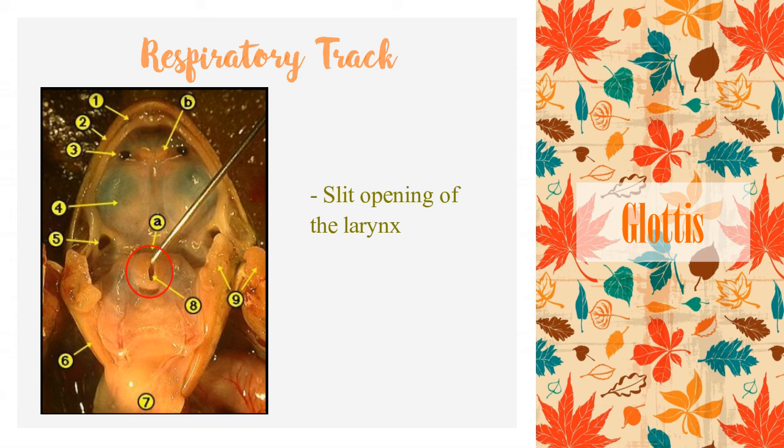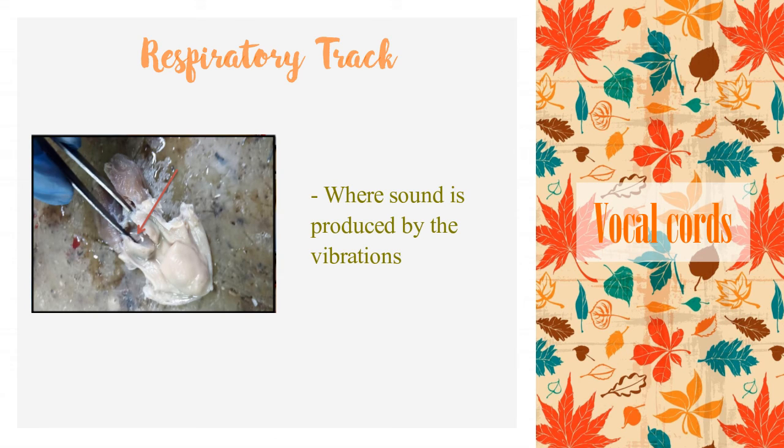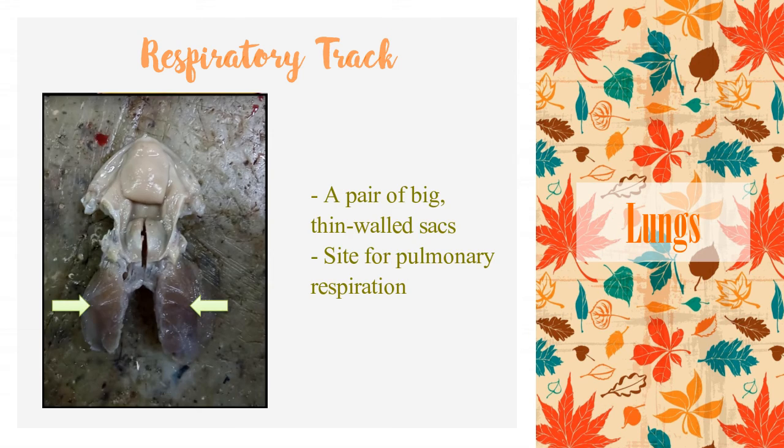It is the opening from the mouth and into the lungs, which participates in the flow of air in and out of the system. The vocal cords are a pair of delicate white bands, each located at the side of the glottis, and it is the vocal cords where the sound is produced by vibrations. The lungs are a pair of big thin-walled sacs located at the anterior portion of the pleuroperitoneal cavity. It is the site of pulmonary respiration.